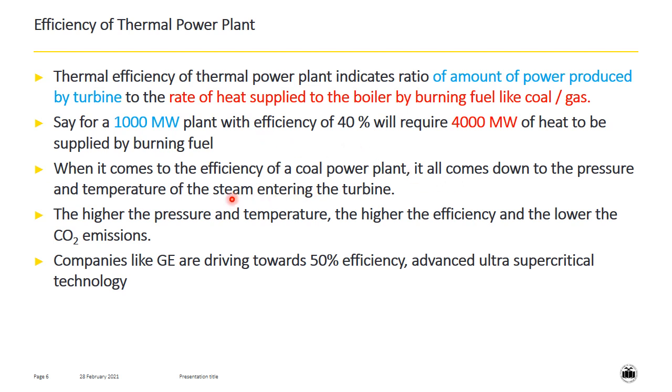When it comes to efficiency, the pressure and temperature of steam entering the turbine matter. The higher the pressure and temperature, the higher the efficiency and the lower the carbon dioxide emissions. Companies like GE are driving towards 50% efficiency with the use of advanced ultra supercritical technology boilers.